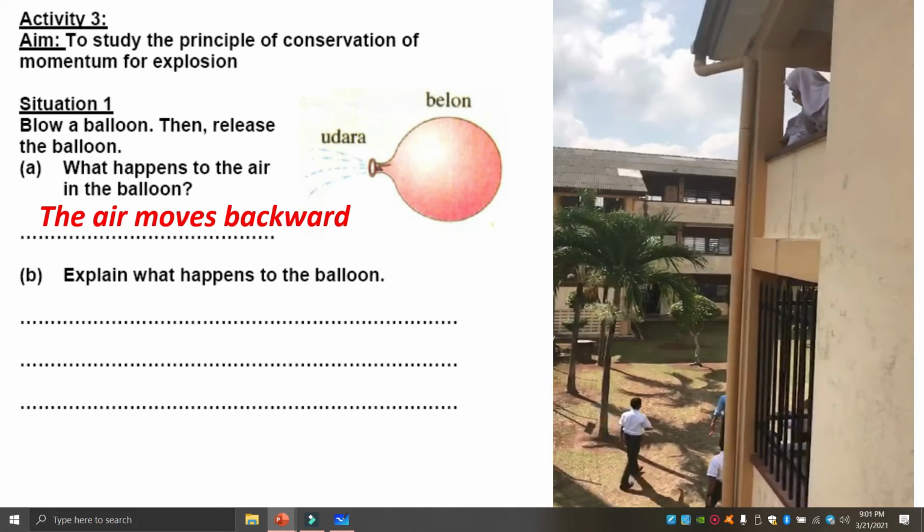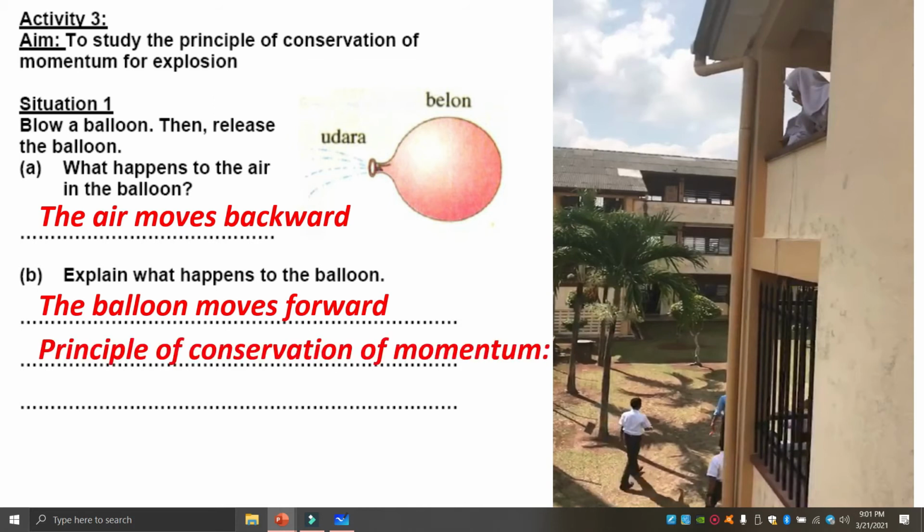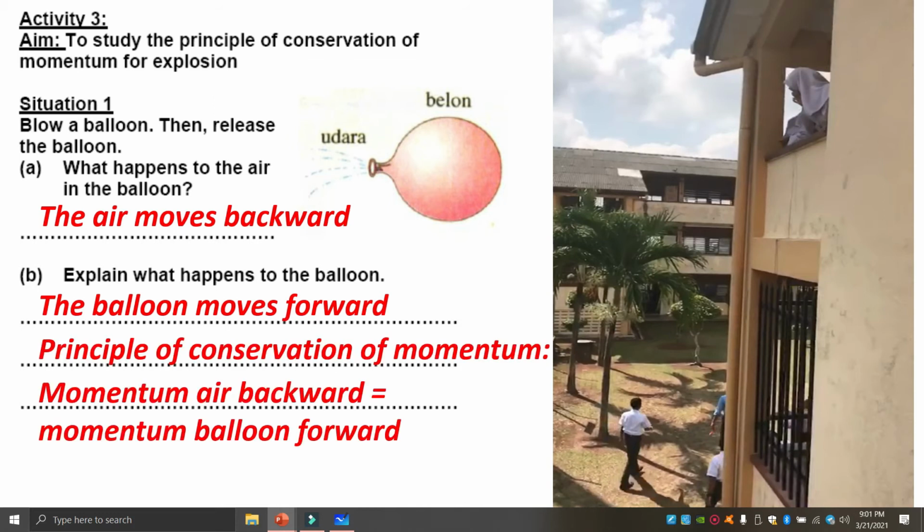The explanation: for the balloon here, the air will move backward. The air will come out downward, and the balloon will go upward. So the balloon moves forward. This is the principle of conservation of momentum. The momentum of the air that moves backward, or downward here, is equal to the momentum of the balloon that moves forward.